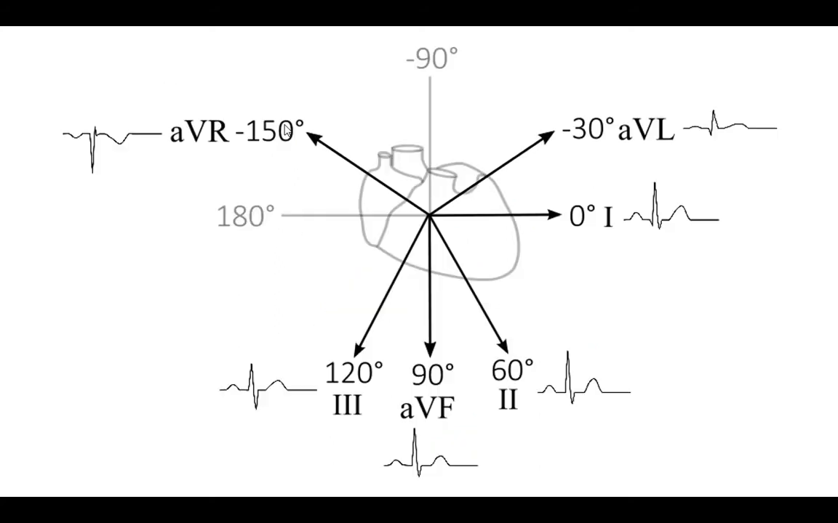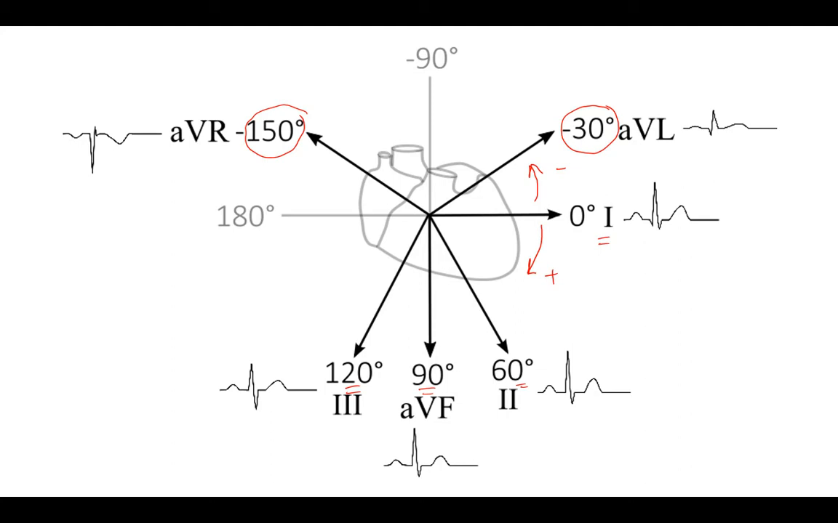Again see this picture. So lead 1 is at 0 degree, at 60 degree is lead 2, at 90 degree AVF, lead 3 is at 120 degree, and lead AVR is minus 150 degree, lead AVL is minus 30 degree. Okay, so from 0 degree if we move in this direction it will be negative, from 0 degree if we move downwards it is positive, right? Okay, now we know the direction of all the leads.